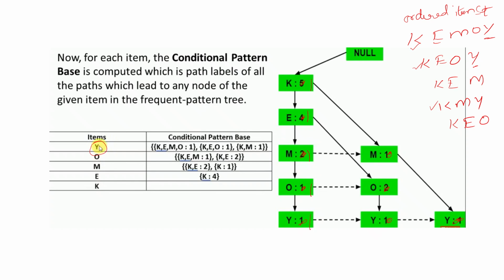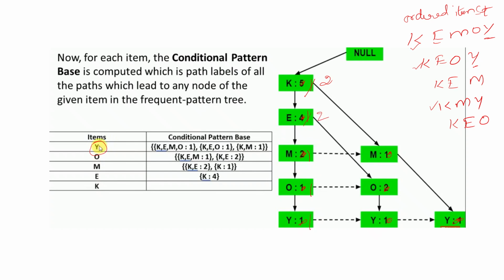Next ordered set is K, E, O, Y. Out of K, E, O, Y, we already have the K node. So we have to increase the value from 1 to 2, because this is another K. Then E, increase it by 1, so we have 2. Then O.